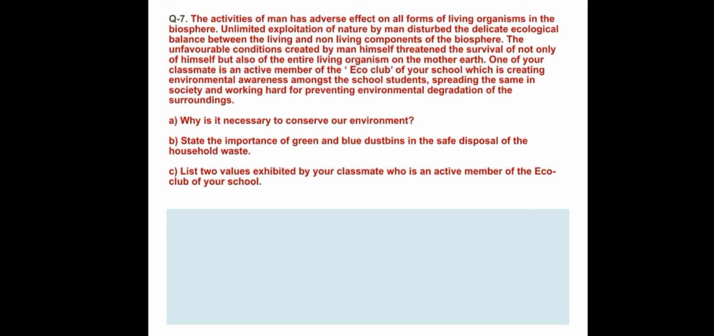One of your classmates is an active member of the eco club of your school, which is creating environmental awareness amongst the school students, spreading the same in the society and working hard for preventing environmental degradation of the surroundings. This is the situation. Here are three questions. Question A. Why is it necessary to conserve our environment? Question B. State the importance of green and blue dustbins in the safe disposal of household waste. Question C. List two values exhibited by your classmate who is an active member of the eco club of your school. Let's see what answers can be given to these questions.